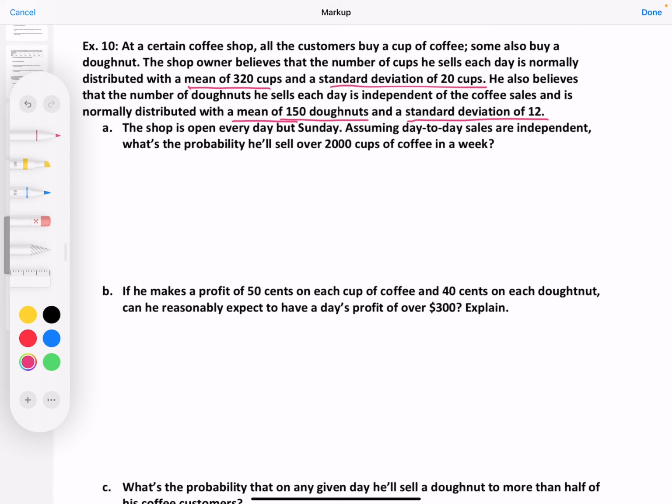All right. The shop is open every day but Sunday. Assuming day-to-day sales are independent. This is like the Chick-fil-A of donut shops. What's the probability he'll sell over 2,000 cups of coffee in a week?